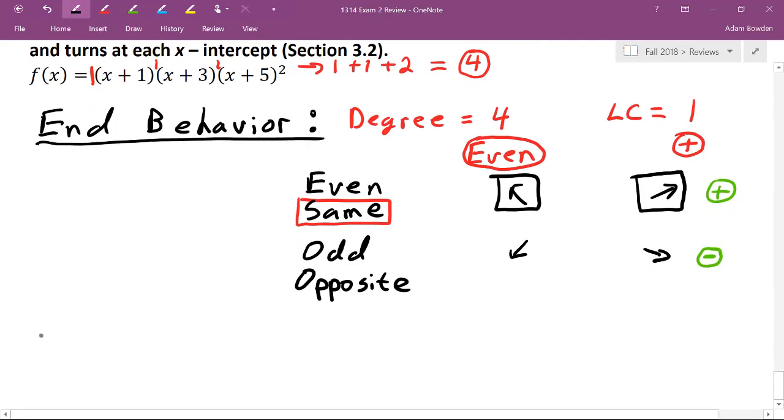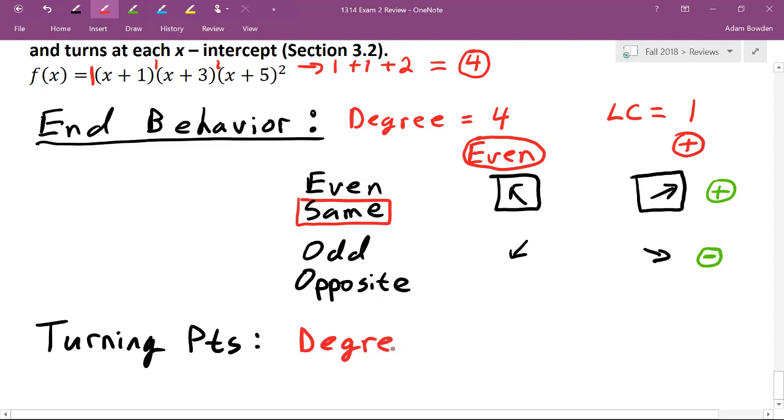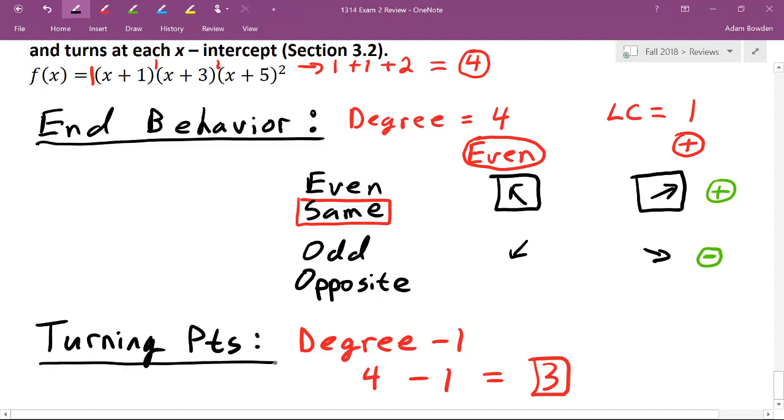Now to determine the number of turning points, all we need to do is take the degree and subtract 1 away from it. So our degree is 4, and minus 1 tells us there is at most 3 turning points in our graph.